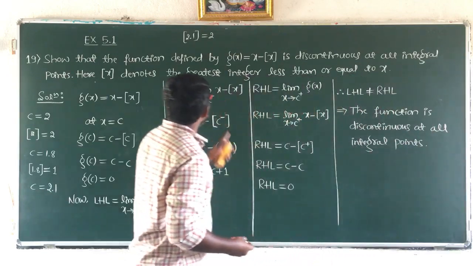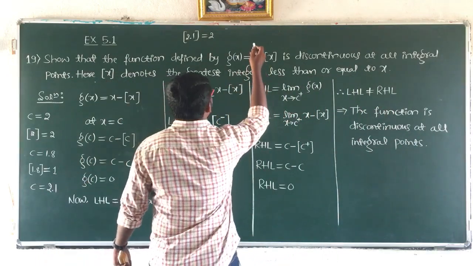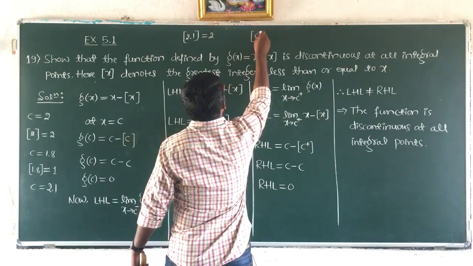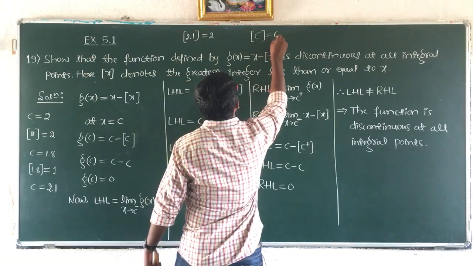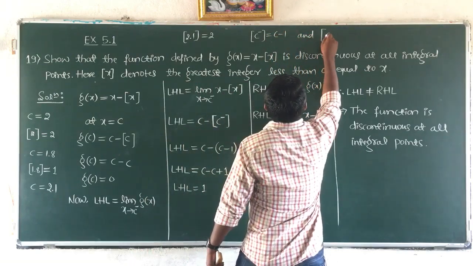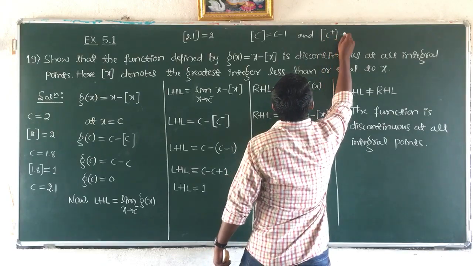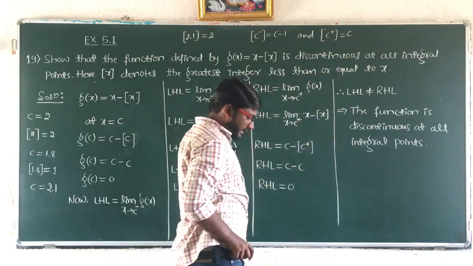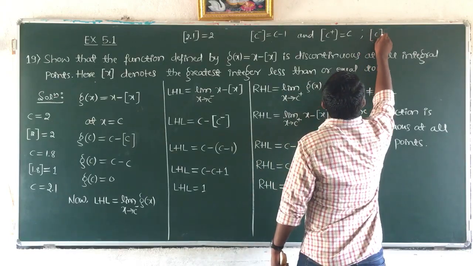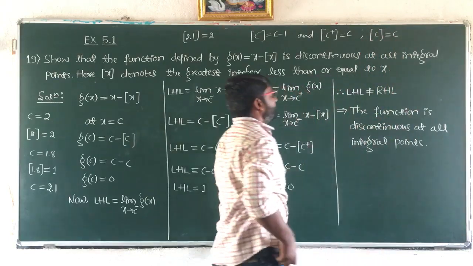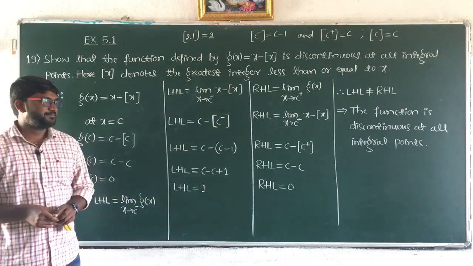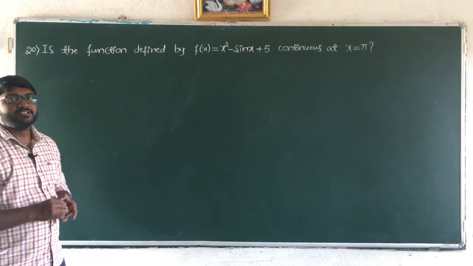So here the main thing is, in order to understand this problem clearly, you have to remember greatest integer c minus will be c minus 1 and greatest integer c plus will be c. This you will have to remember, and greatest integer c is also c. So this is all about the 19th problem. So pause the video to note it down. Okay, the next question, it is the 20th one.